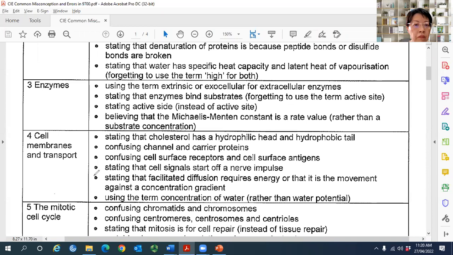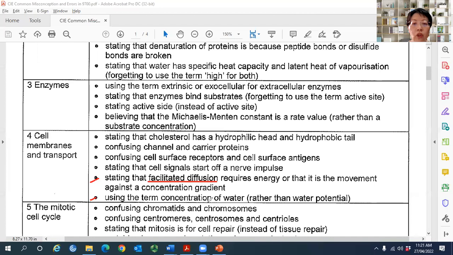Okay. Stating that facilitated diffusion requires energy, that it is movement against a concentration gradient. So that means a student is confusing facilitated diffusion versus active transport. Facilitated means you need something to help you transport across the membrane. So you need a carrier protein or channel protein, right? So this is called facilitated. Whereas diffusion means you don't need anything to help. It can just diffuse by itself across the gaps between the phospholipid molecules.